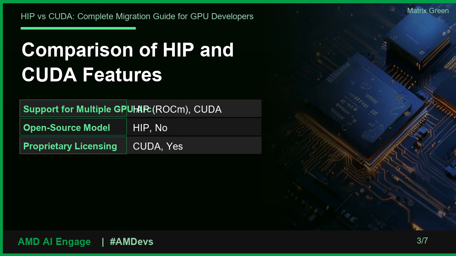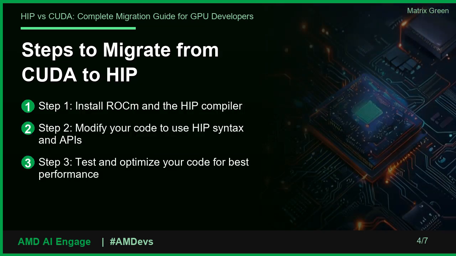HIP supports ROCm, while CUDA only supports NVIDIA GPUs. This means that developers using HIP can take advantage of a wider range of hardware options. Now that we've covered the key differences between HIP and CUDA, let's walk through a step-by-step guide on how to migrate your code to HIP. First, you'll need to install ROCm and the HIP compiler.